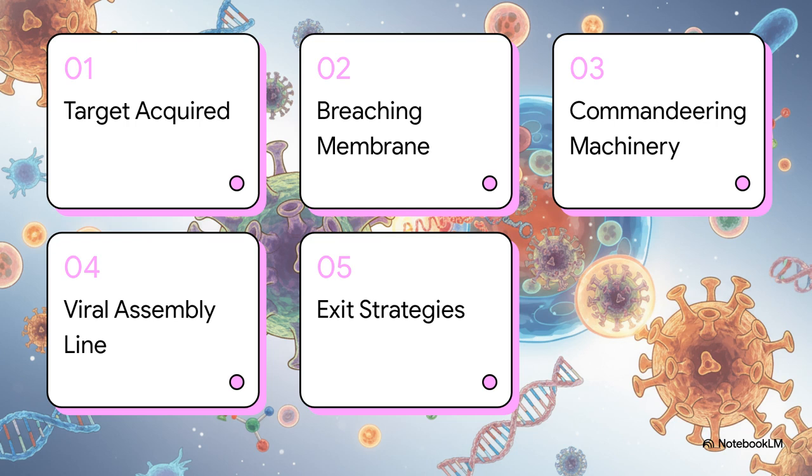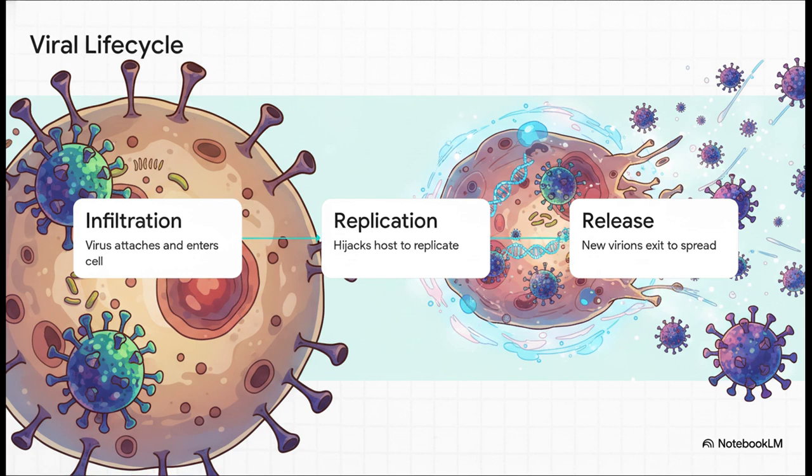Let's get to it! Now, before we really zoom into the nitty-gritty microscopic details, let's build a quick mental scaffold. The entire life cycle we're about to explore really just boils down to three main macro stages: infiltration, replication, and release. I want you to keep this simple roadmap in the back of your mind as we get into the complex mechanics, because literally everything a virus does fits perfectly into one of these three buckets.